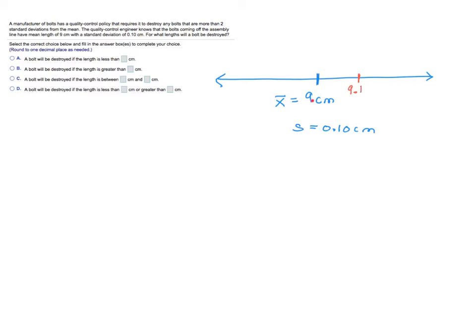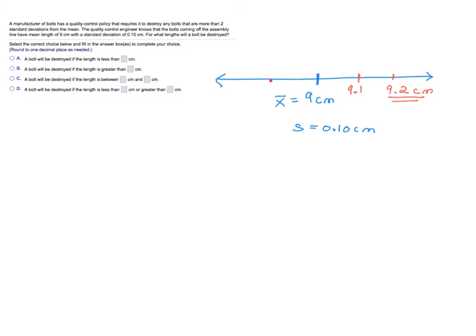All I did was take this number and I added 1 standard deviation to it. If you're going to be 2 standard deviations away, you have to do it one more time. And the number you get this time is 9.2. So this is the value that is 2 standard deviations away from the mean. Said another way, any bolt that they make that's beyond this value, they don't want to sell because it's going to be too long. Now anything less than that, going down to 9 centimeters is okay.